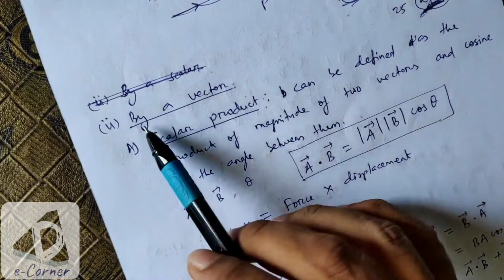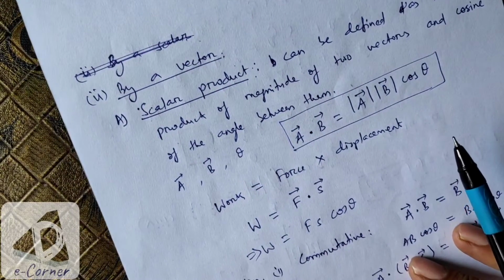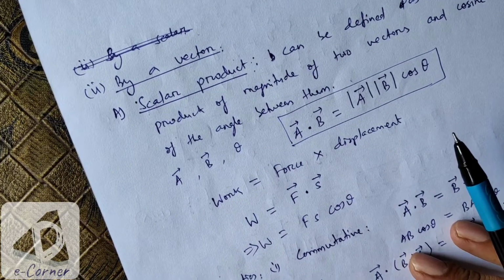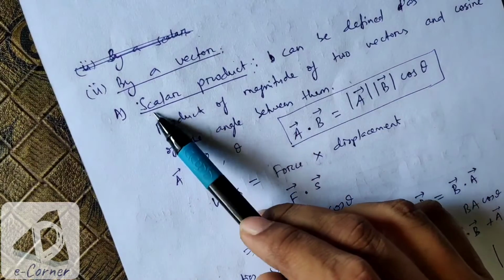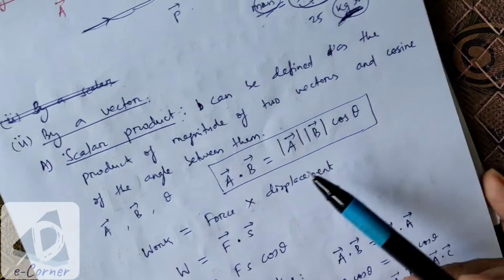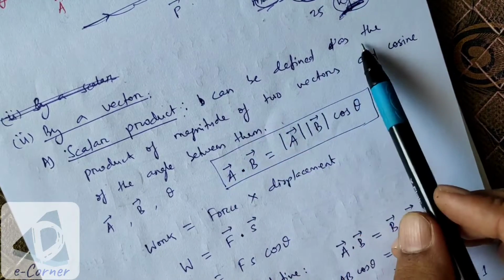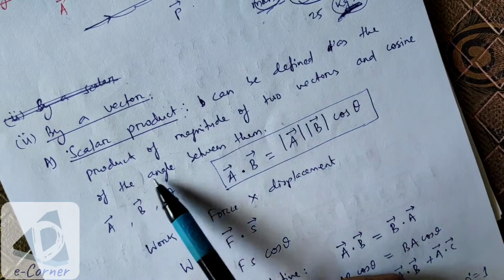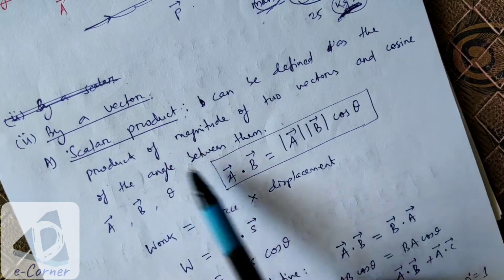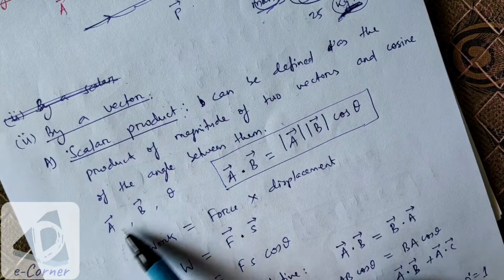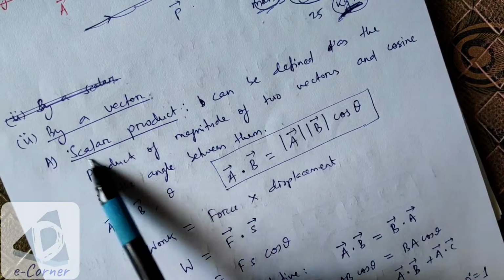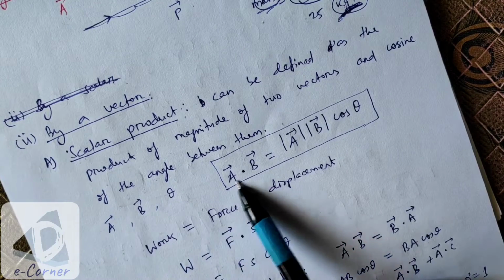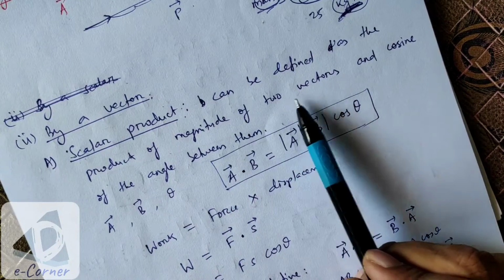Next one is by a vector, and there are two types. One is the scalar product or dot product, another one is the vector product or cross product. First we will see the scalar product. So scalar product can be defined as the product of the magnitudes of two vectors and the cosine of the angle between them. So whenever two vectors, vector A and vector B, are multiplied using scalar product, and here theta is the angle between these two vectors, then this is our formula as per our definition.